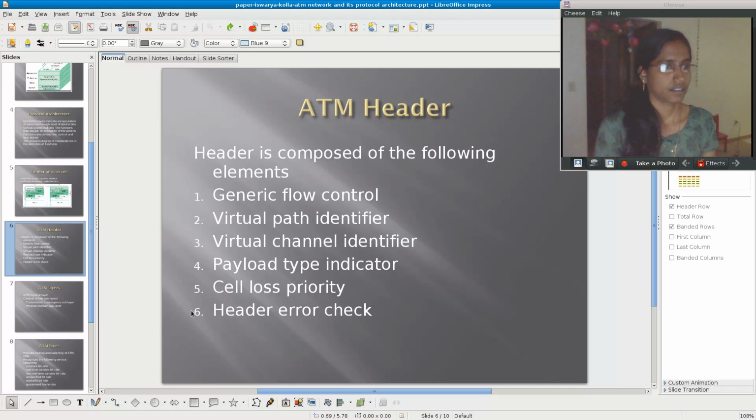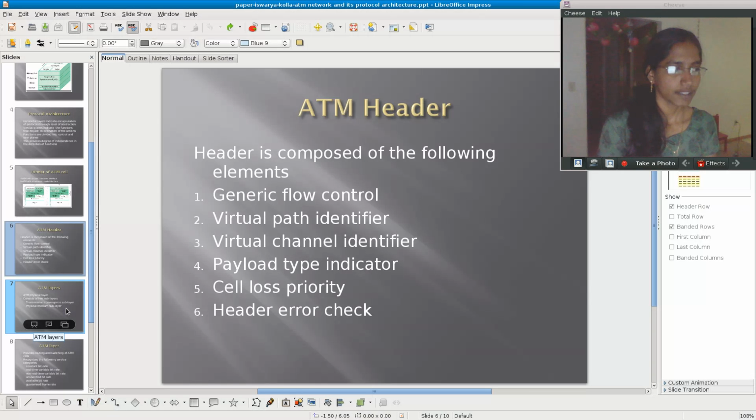So the difference between the user network interface and the network node interface is that cells at the user network interface carry a field for the flow control of data. Thus, in the user network interface, only 8 bits are available for virtual path identifier, whereas the network node interface has 12 bits available for virtual path identifier. The virtual path identifier and the virtual channel identifier identify the virtual connections set up in ATM networks. They provide a hierarchy in the number of virtual connections.